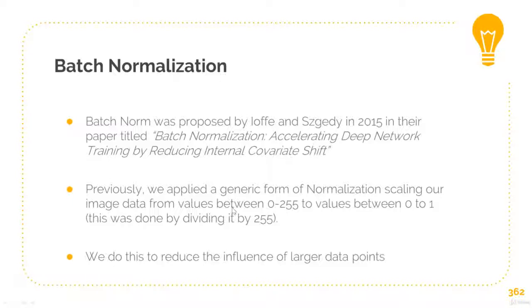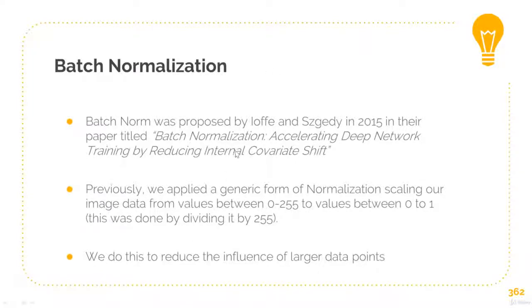So previously you learned a bit about normalization. Basically it's a way of standardizing our values. We know images range from 0 to 255, but we apply a normalization factor by dividing by 255 to make all our values between 0 and 1. And we do this so that one particular feature of the data doesn't have a larger influence on the training.